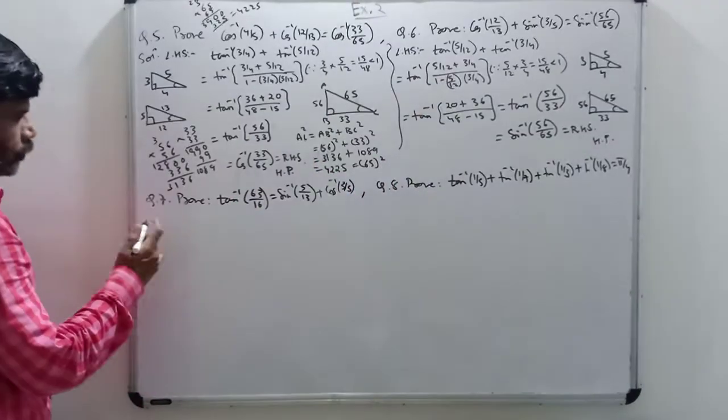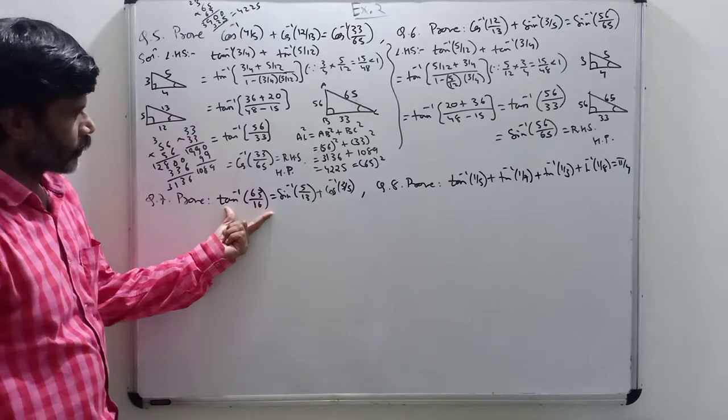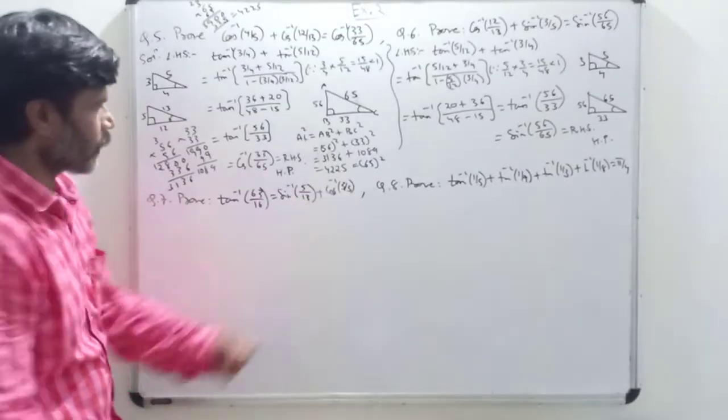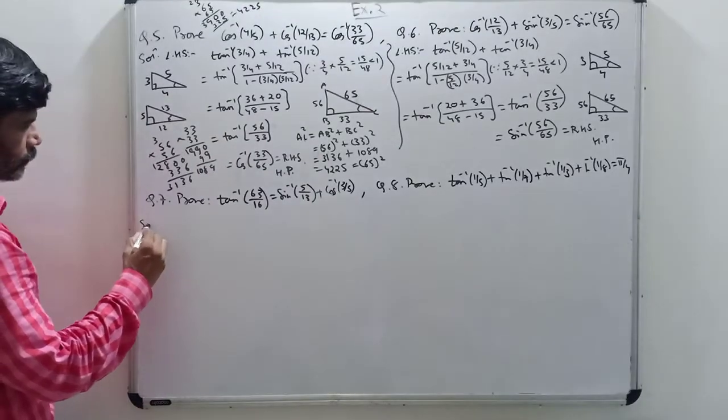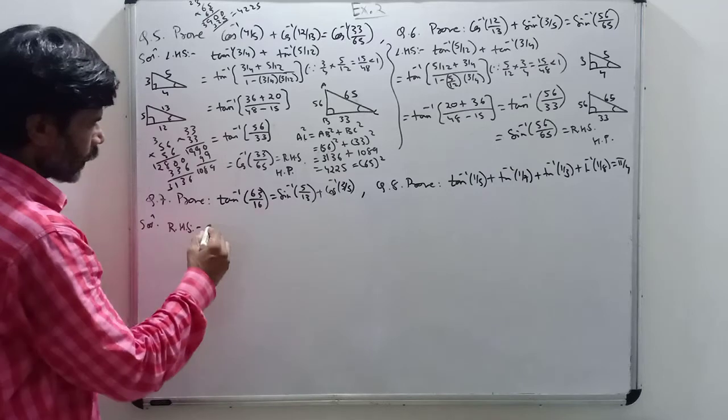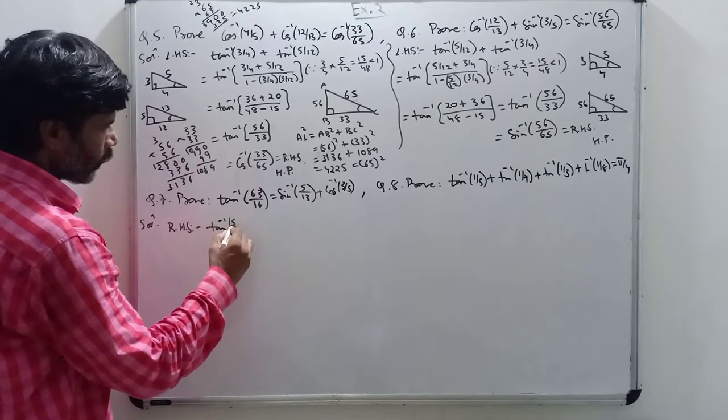Okay, now coming to question number 7. I want to prove tan inverse of 63 by 16 is equal to sine inverse of 5 by 13 plus cos inverse of 3 by 5. I am starting this from RHS. Sine inverse of 5 by 13, I can write as tan inverse of 5 by 12.